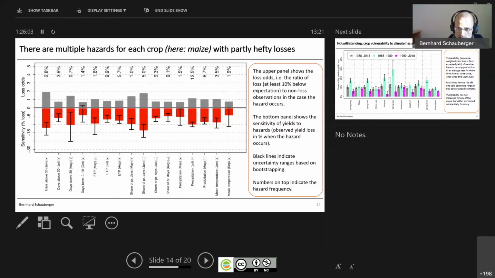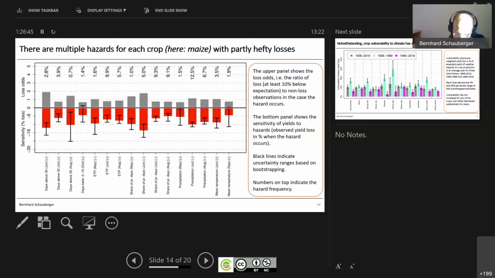So here is maize. And what you see is that there are 16 different hazards. So if it's too hot in June, if it's too hot in July or August, if there are too many cold days in October, and so on from left to right. And you can see that for each of these hazards, you have a high chance of observing yield losses. They occur quite frequently, and they really induce several percent of yield loss. So if weather is bad in one single month of the growing season, for example, if it's too hot and dry in June, it's very likely that the farmer may observe yield losses.